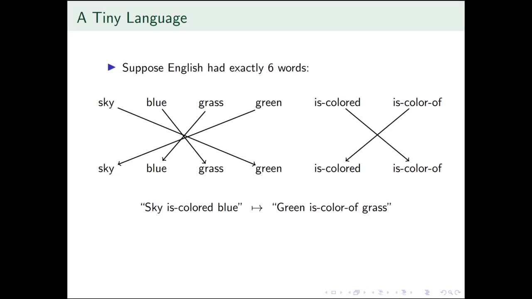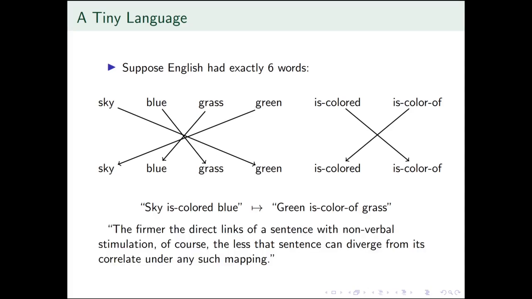So one Food Tongue speaker could believe that the word quinoa meant sky, and another that it meant green, provided that their words for these other concepts were similarly permuted. Of course, one can just point to the sky and ask mango to resolve this difference, and Quine is aware of this trick. "The firmer the direct links of a sentence with nonverbal stimulation, of course, the less that sentence can diverge from its correlate under any such mapping." So we shouldn't be looking to concrete objects for our non-trivial automorphisms.